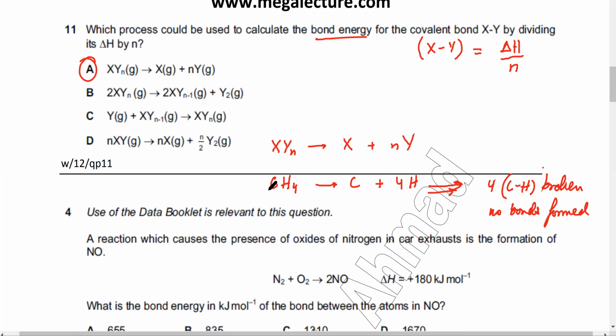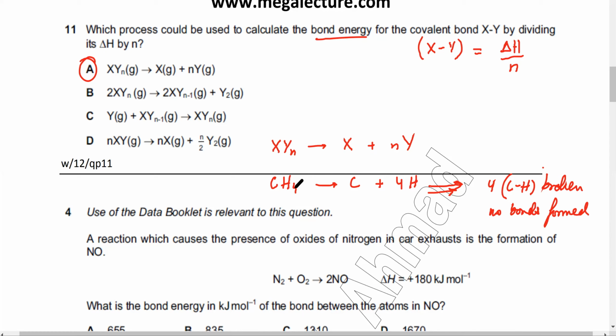I hope this is clear to everyone. Yes or no? If this part is clear, the CH4 part. Okay, I've written an equation. There's CH4, and I've broken all the bonds between carbon and hydrogen. I get one carbon atom and 4 hydrogen atoms. So I'm not forming any bonds. The only thing I've done is break 4 CH bonds.